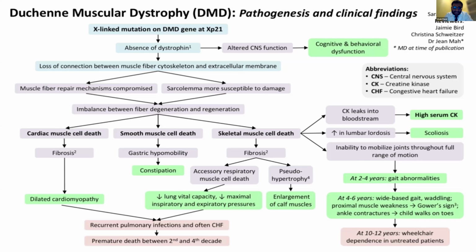So at roughly 2 to 4 years of age, the child will start having gait abnormalities. And around 4 to 6 years of age, he will have a wide-based gait, leading to a waddling type of gait, weakness in the proximal muscles, giving rise to Gower's sign, and eventually developing contractures in various joints such as the ankle. And around 10 to 12 years of age, the child becomes wheelchair dependent.